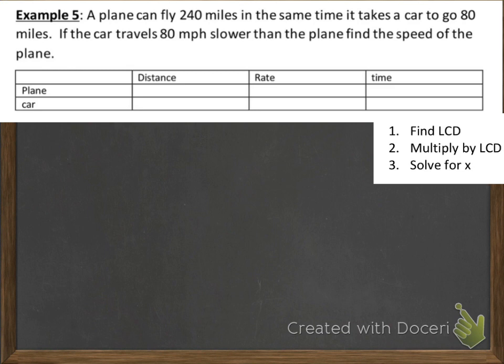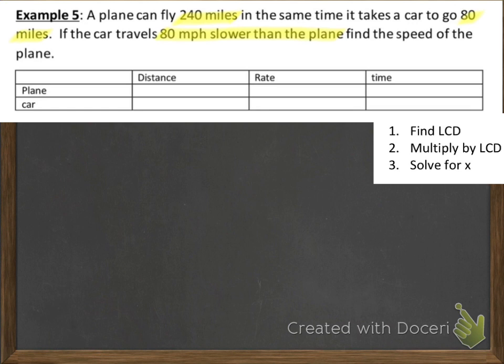It says example 5 because this is part 2 in a 3-part video series. A plane can fly 240 miles. Let's highlight 240 miles because it seems important. In the same time, it takes a car to go 80 miles. If the car travels 80 miles an hour slower than the plane, find the speed of the plane.